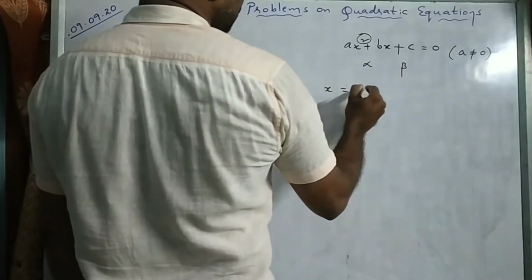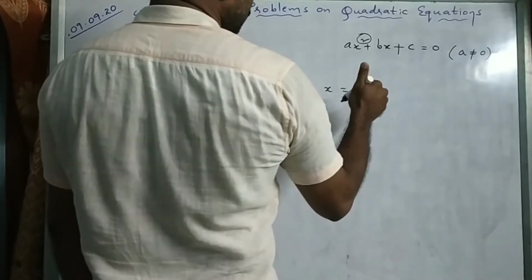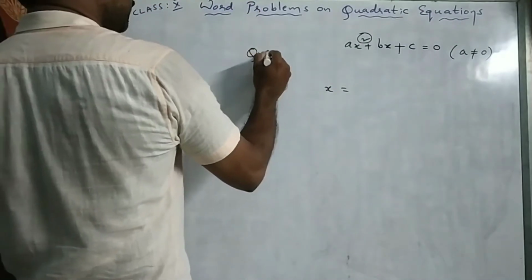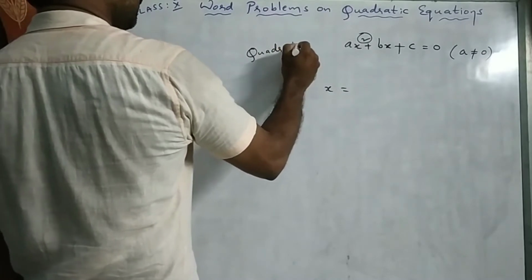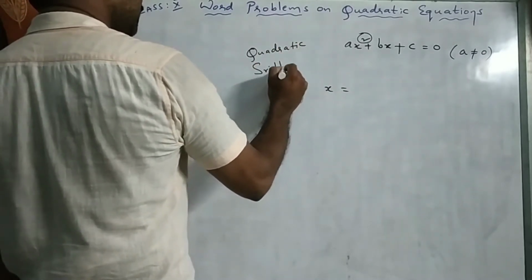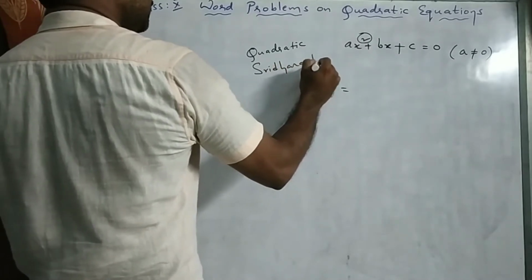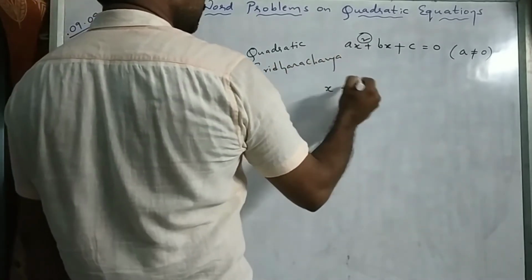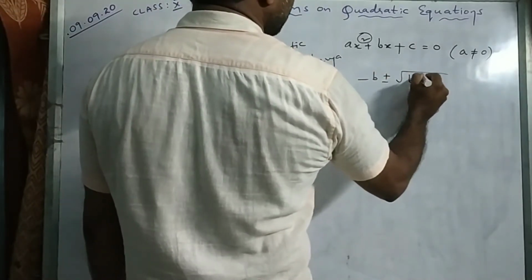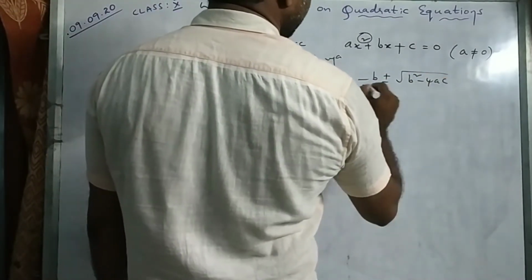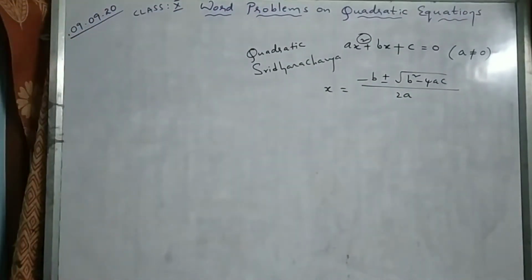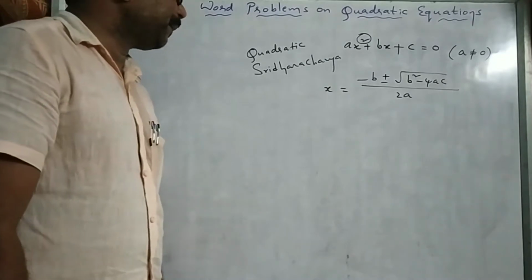So x equal to, what is the formula, the quadratic formula I told you? Sridharacharya's formula. Minus b plus or minus square root of b square minus 4ac upon 2a. This is called the quadratic formula.